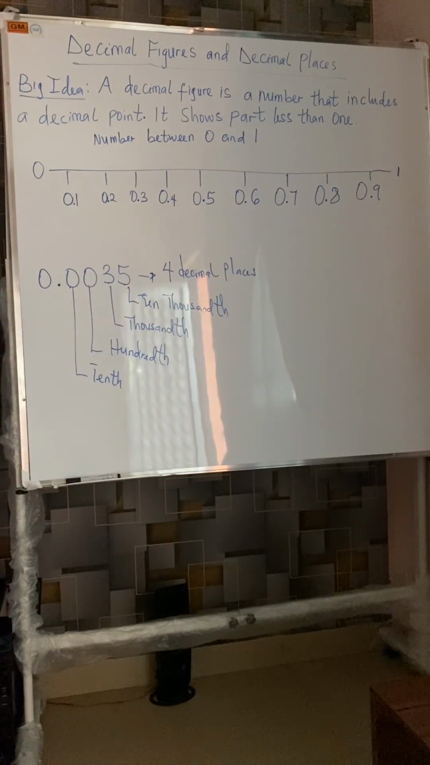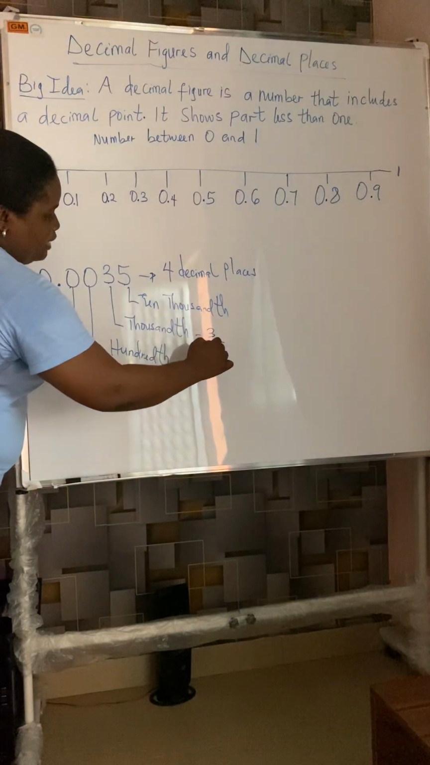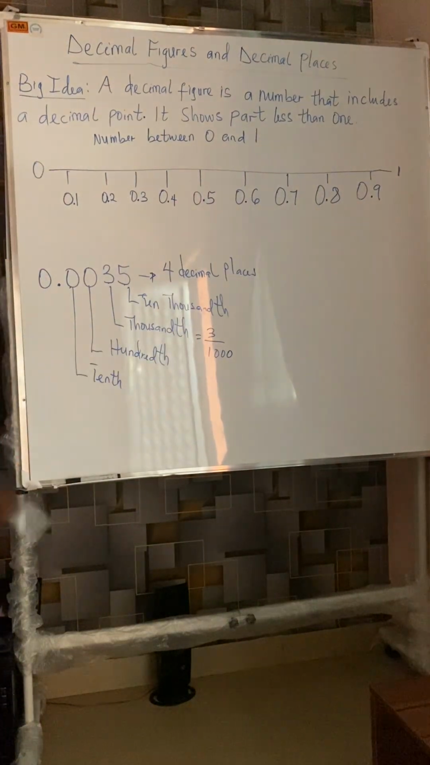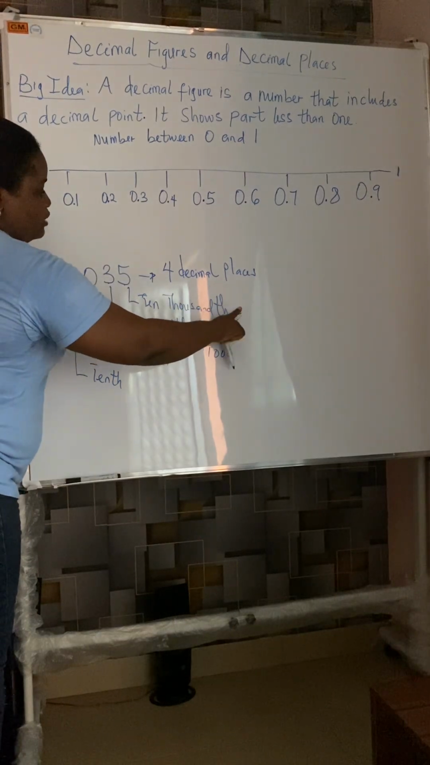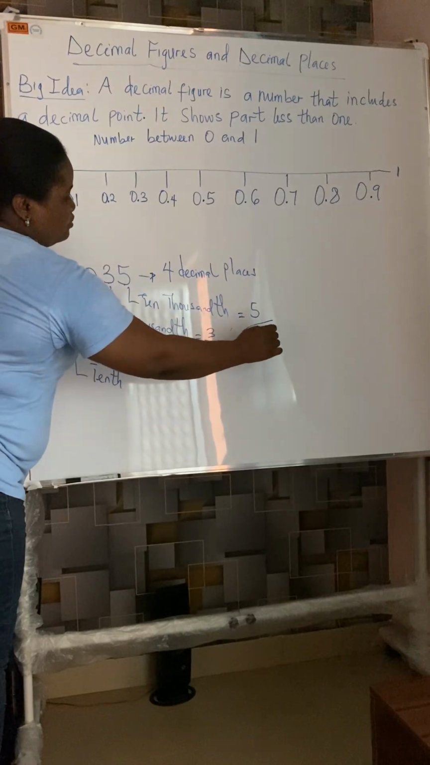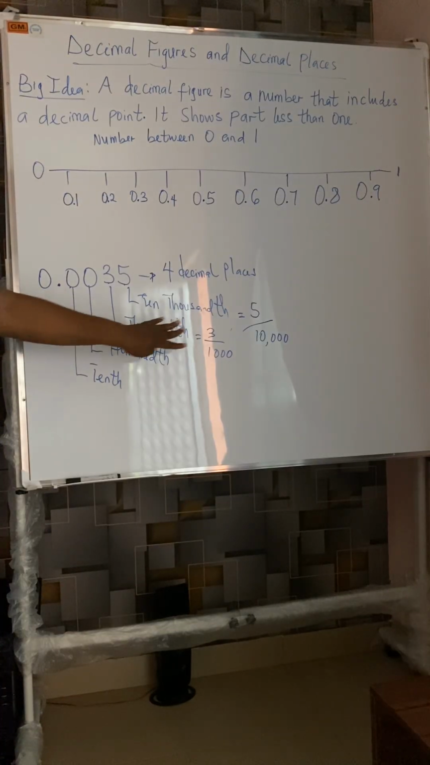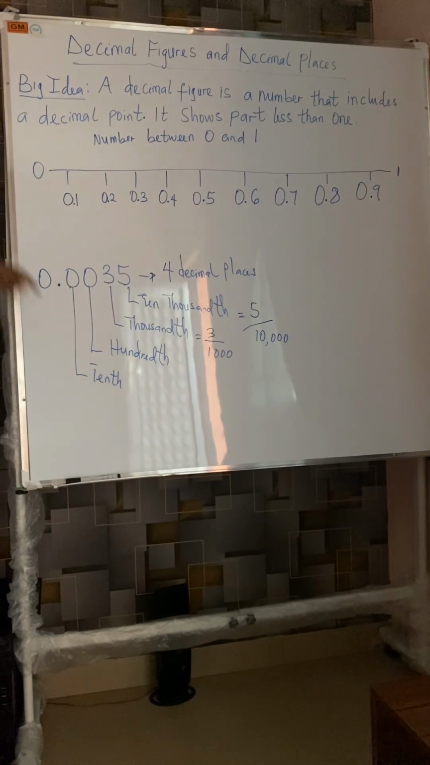Note this, for decimal places, you start to count after the decimal point. The number of digits or positions you have after the decimal point tells you the number of decimal places that you have. So these 3 here belonging to the thousandth, I'm going to write as 3/1000 decimal fraction. And this 5 belonging to the 10,000th, I'll say this is 5/10,000. It is very, very important that we take note of this.